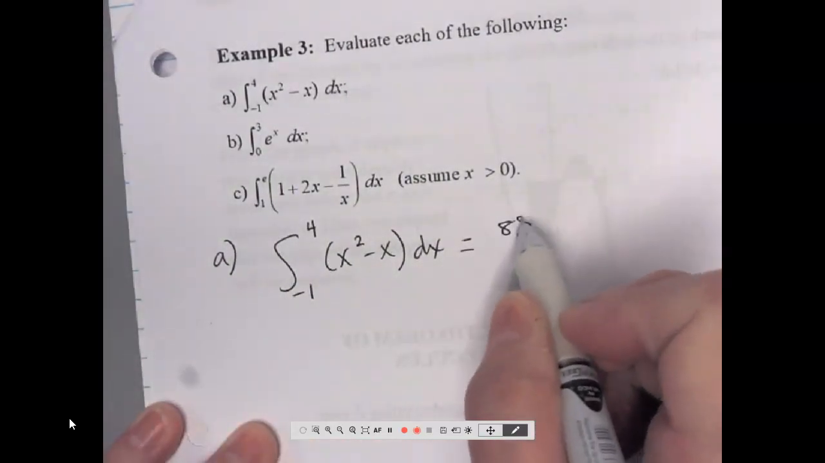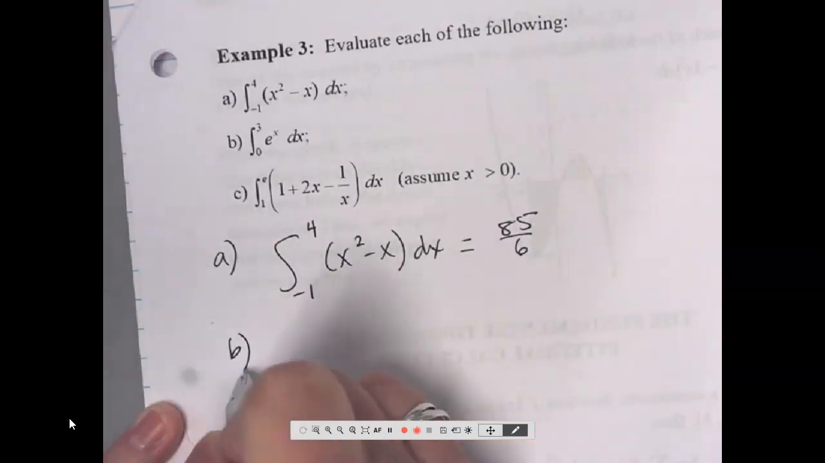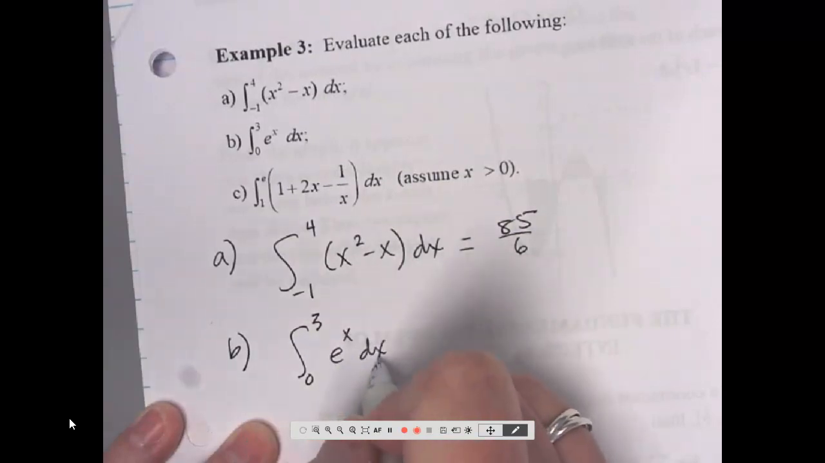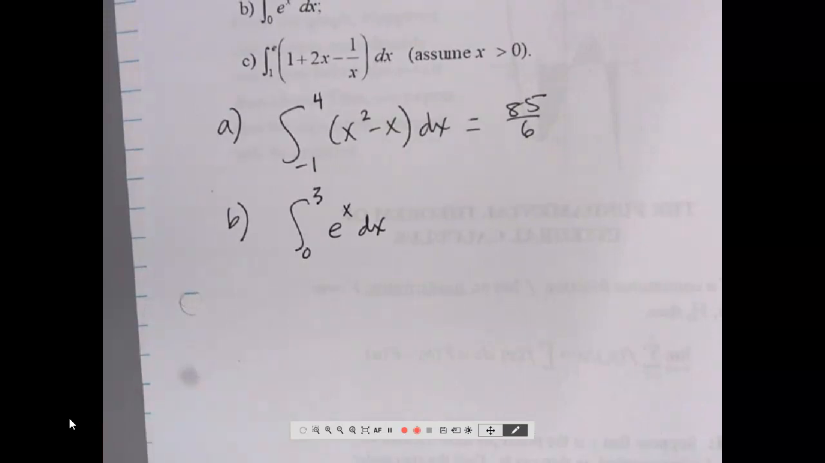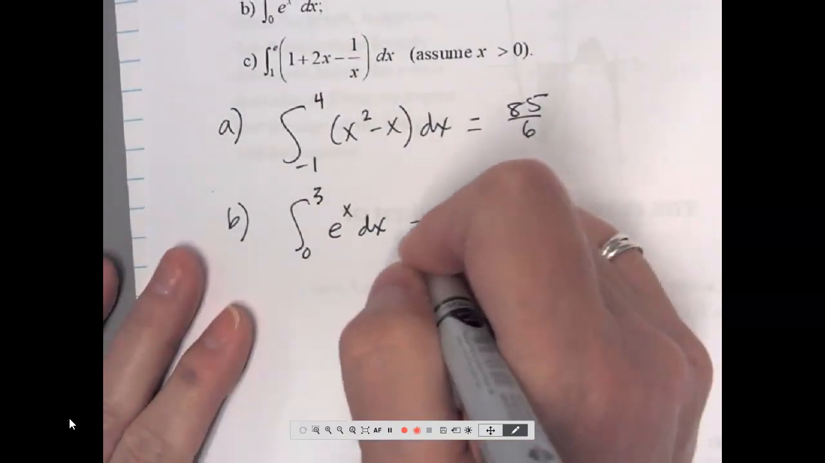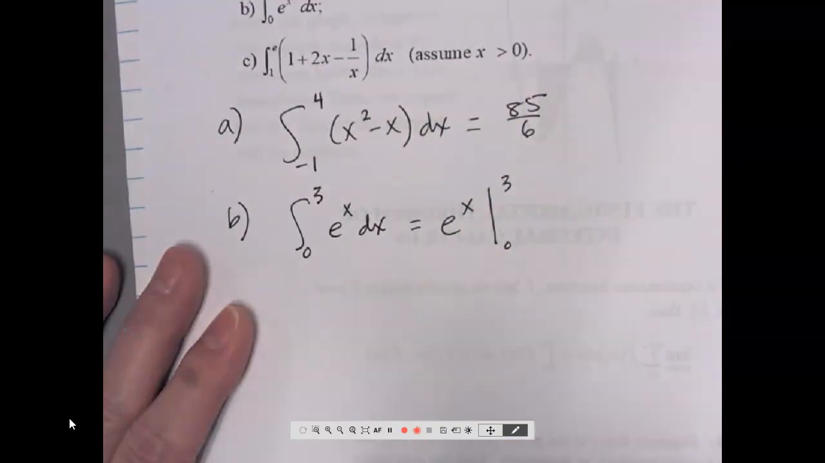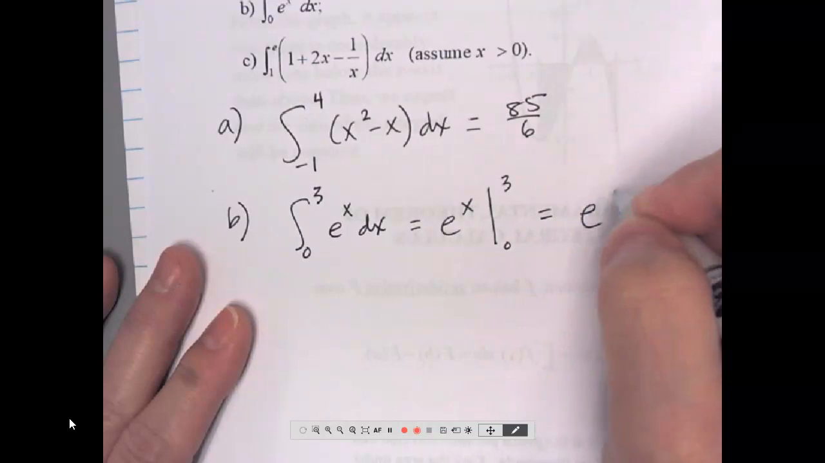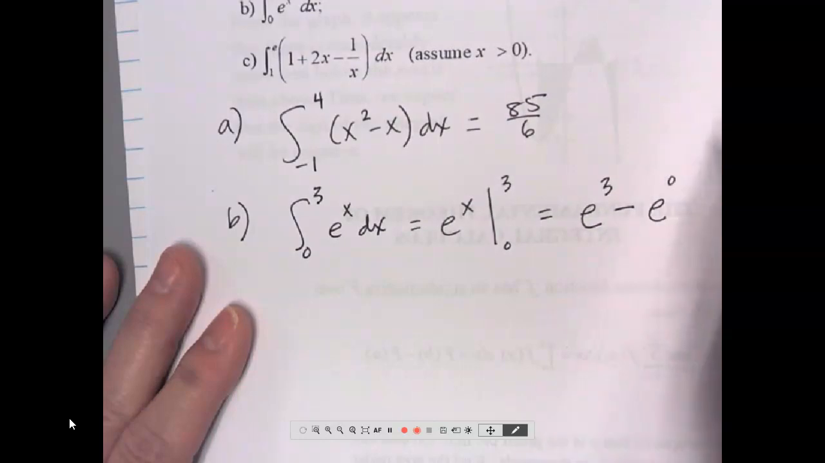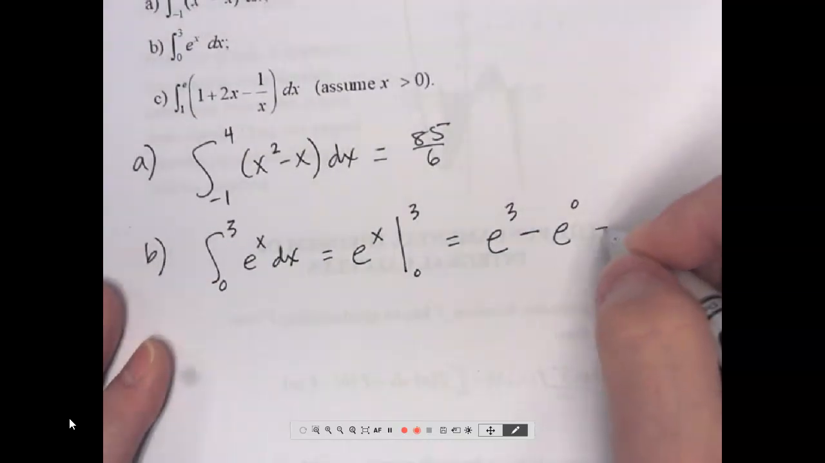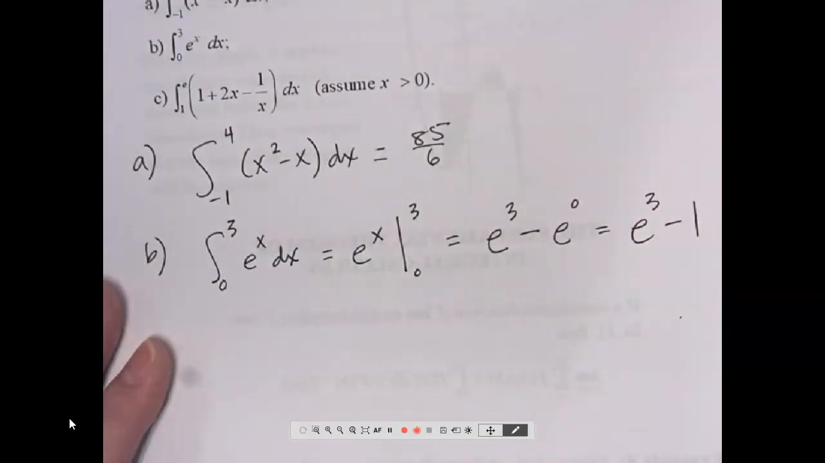Okay, so let's do part B. Let's just put 85 over 6. Okay, part B. The integral from 0 to 3 of e to the x dx. Okay, what is the antiderivative of e to the x? e to the x. Evaluate from 0 to 3. Okay, so we're going to sub in the big number first, e cubed. Subtract, sub in the lower number. What is e to the 0? 1. So I would just totally leave this answer e cubed minus 1.